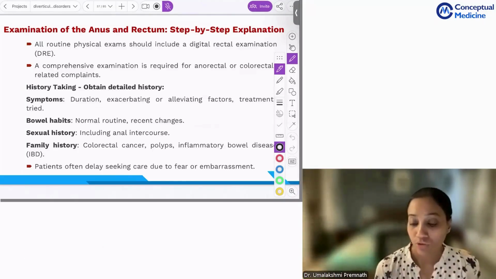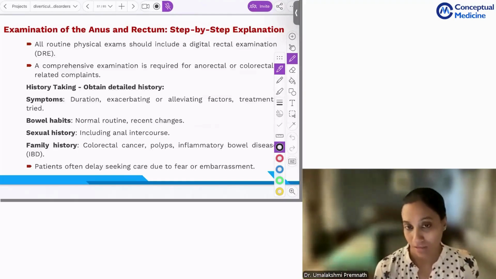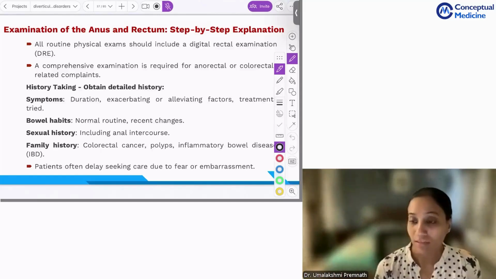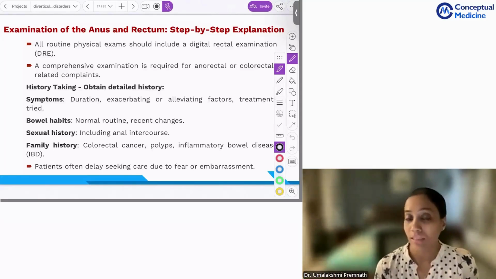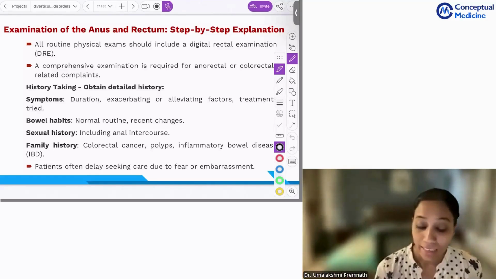Then you also ask them to squeeze and strain. When you strain, the pelvic descent should be less than 4 centimeters. That should be looked for. The skin around, if any warts are present, if any fistula openings are present, all of this can be inspected. External hemorrhoids can be seen. Internal, you may not be able to.